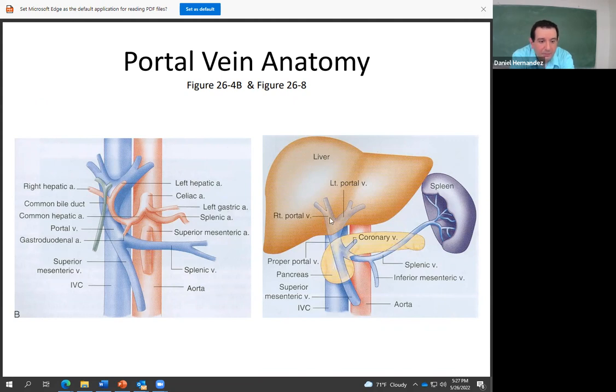And then within the liver, we have branching into the left portal vein and right portal vein. So we get bifurcation of that main portal vein once we're into the liver.